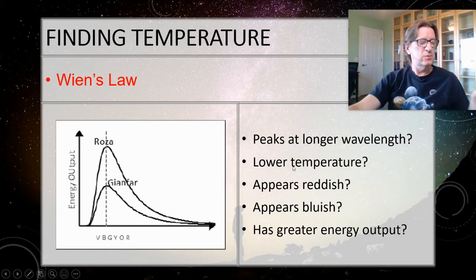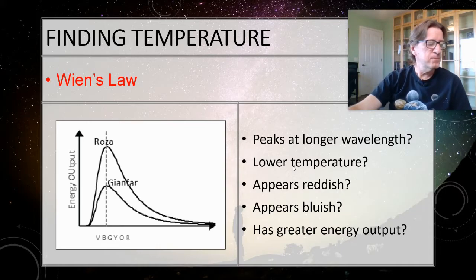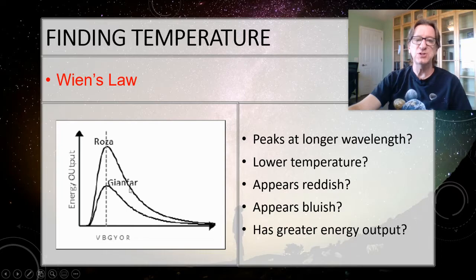Okay, so flipping over to the back. We've got some options here. We've got ROSA and we've got GNFR. And then you've got some characteristics and some analysis. The first one says, which one peaks at a longer wavelength, ROSA or GNFR? Pause the video, think about it, and then come back.